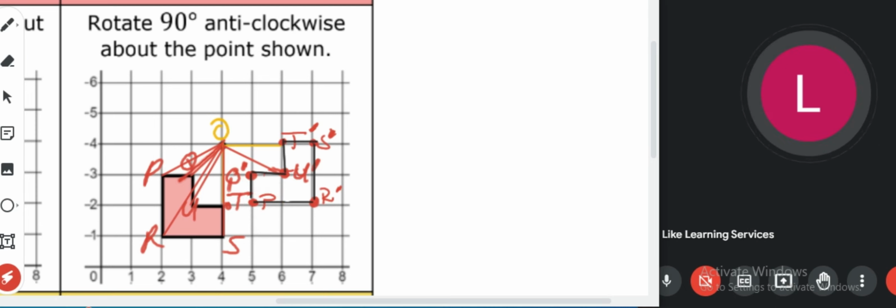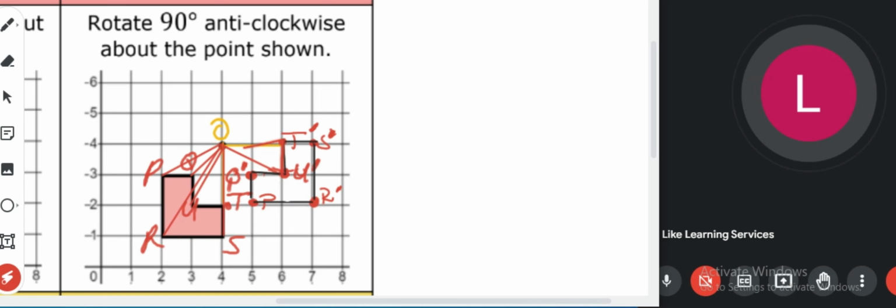For Q, we do the same thing. This will be the new position of Q. From the original O to Q, rotated by 90 degrees anti-clockwise, will now be here. This is the new position of Q. For R, we rotate it by 90 degrees anti-clockwise. OR will now be brought to here, rotated by 90 degrees anti-clockwise.